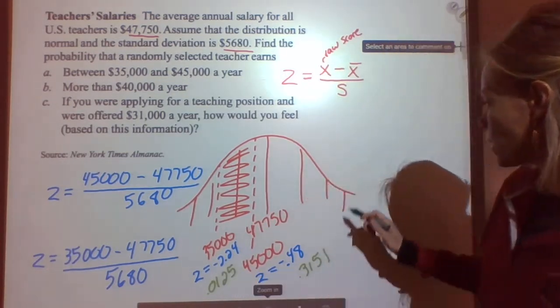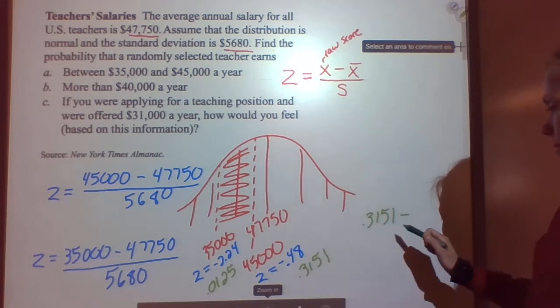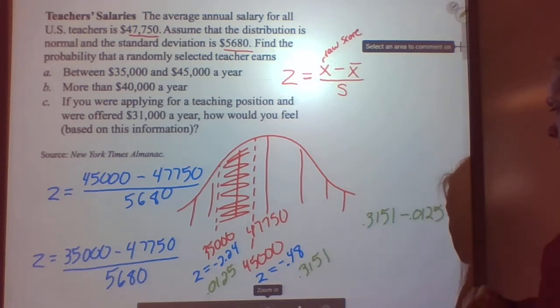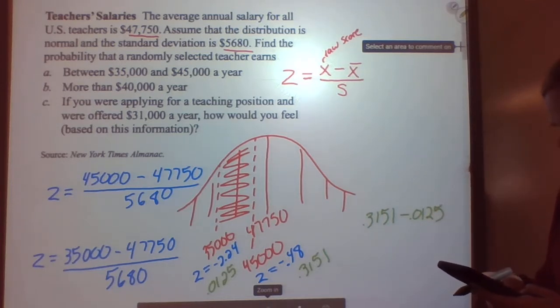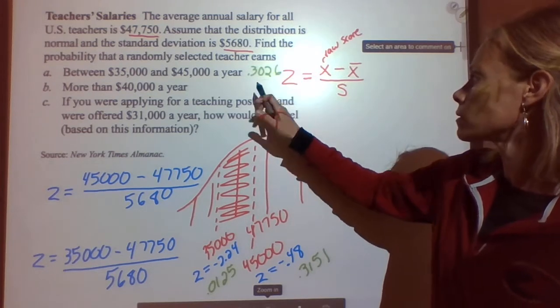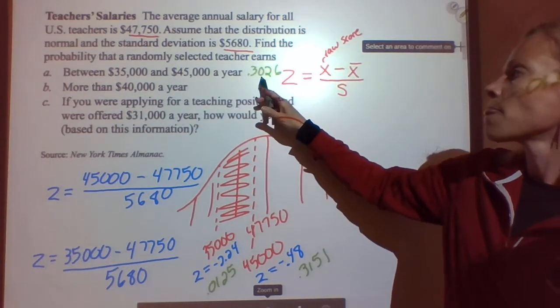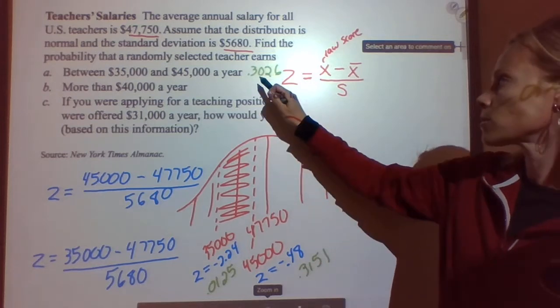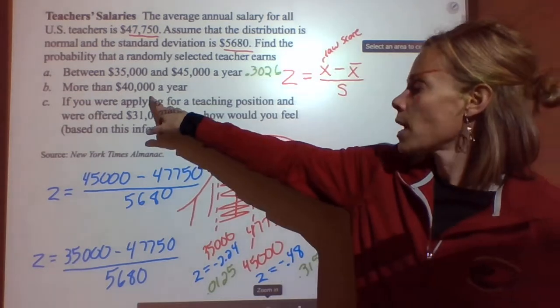And how do I find area between? I take the larger minus the smaller, and that'll be my area in between. So 0.3156 minus 0.0125, and I get 0.3026. That's my answer. So what's the probability that a teacher makes between $35,000 and $45,000 a year? 30.26%, or 0.3026.